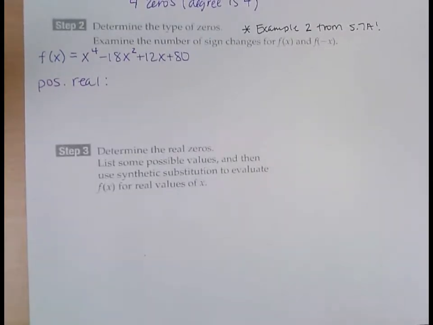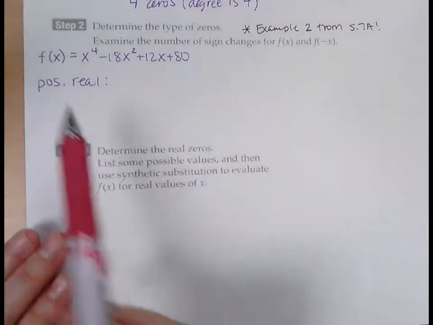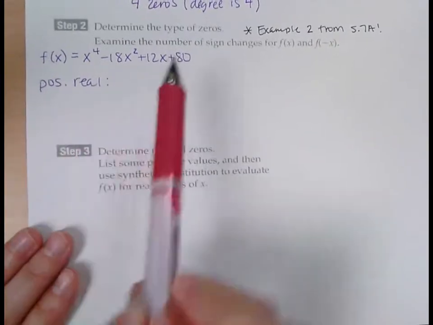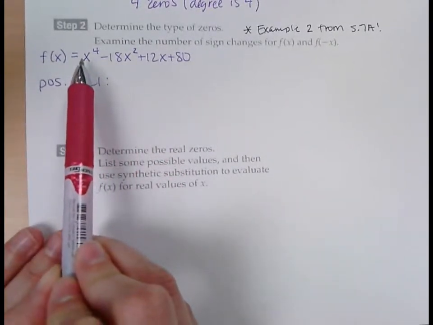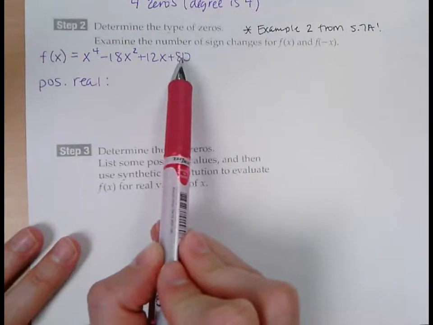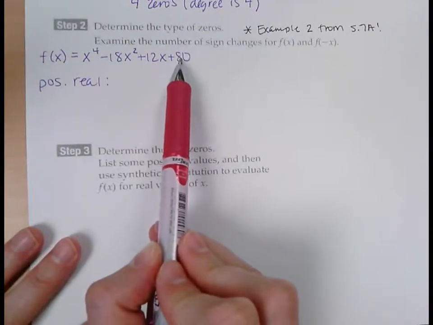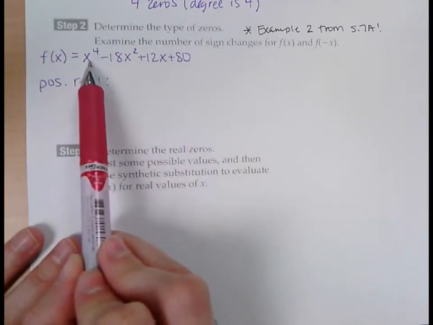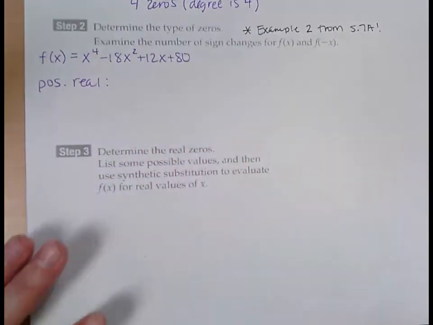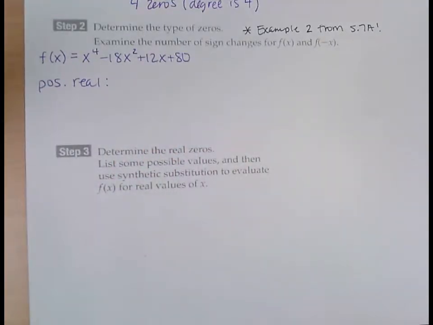Okay, so to find the possible number of positive real zeros, and again, on that note sheet, this is using Descartes' rule of signs. That's what it's called. You don't have to know the name of it. You just have to know how to use it. The possible number of positive real zeros is the number of sign changes that you see in the original function. So when you look from one term to the next, it's the number of times that it changes from positive to negative or negative to positive.